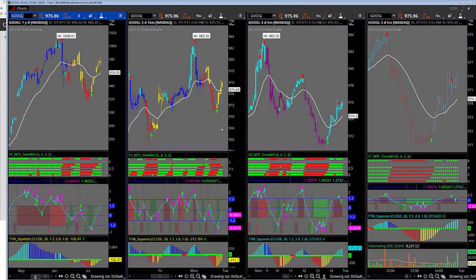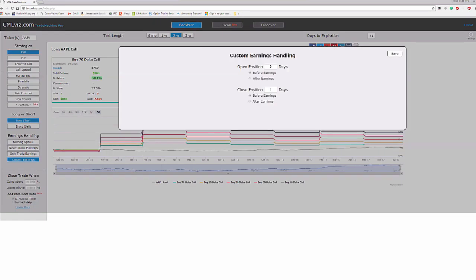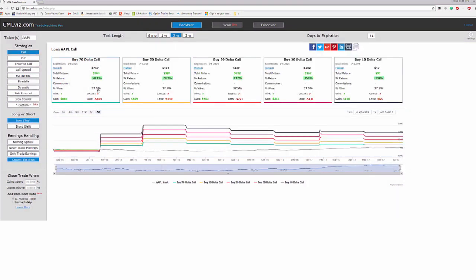But what's better, and by the way, Ophir, it seems like you guys have significantly increased the speed of the servers on this. It's been lightning fast. What I like about this is we could say, what happens if we buy calls 5 days before earnings and close them out 1 day before earnings? On Apple, wow, that works pretty good. If we bought Delta 10 calls with 3 wins and 5 losses, we'd still make 200% return on our capital, right? Which is kind of cool.